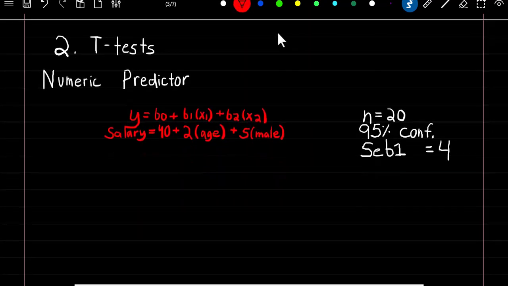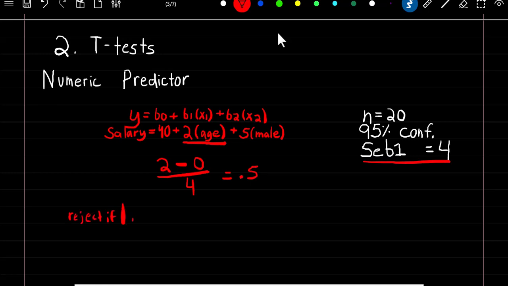T-test. So if we wanted to solve for the t-test of a numeric predictor, so in this case age, it would follow the exact same format that it did in simple linear regression. So we would take our coefficient estimate minus our hypothesized value, which in this case is 0 because we're proving statistical significance, and then divided by our standard error, which here is 4, and we get a value of 0.5. So we'll reject if the absolute value of our t-score, or 0.5, is greater than our critical value.